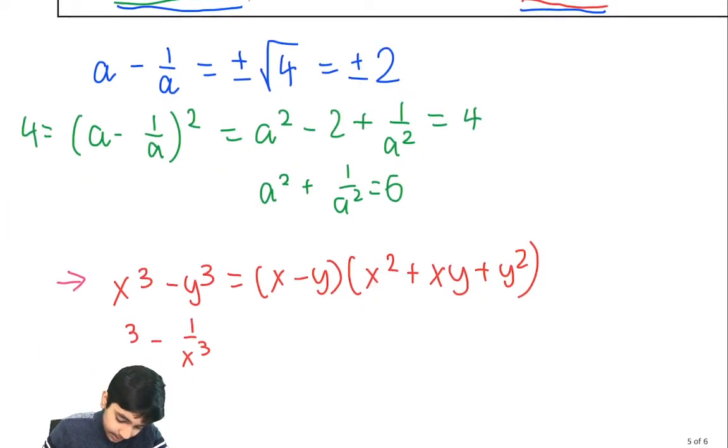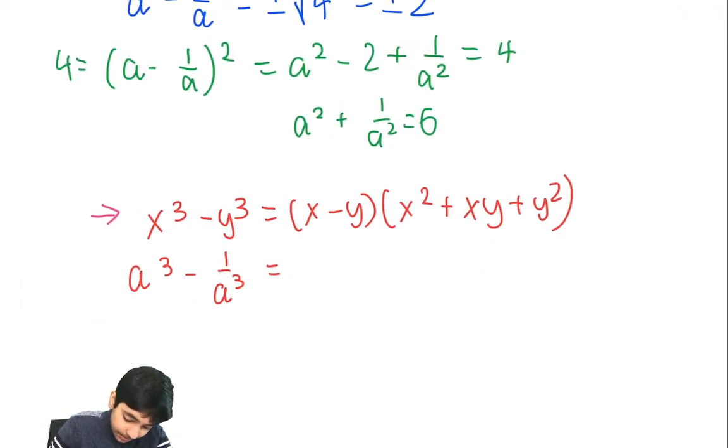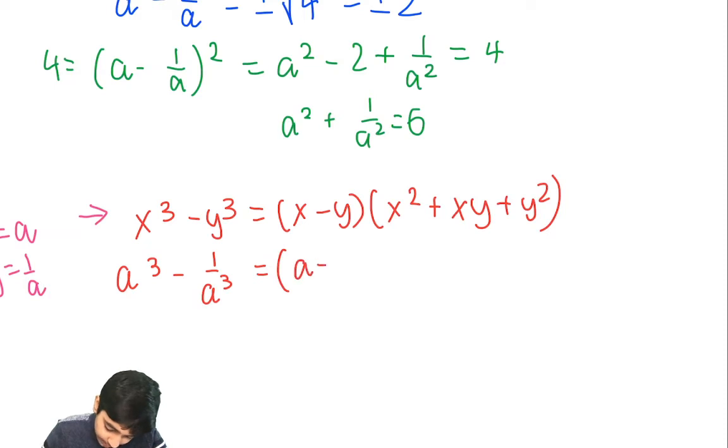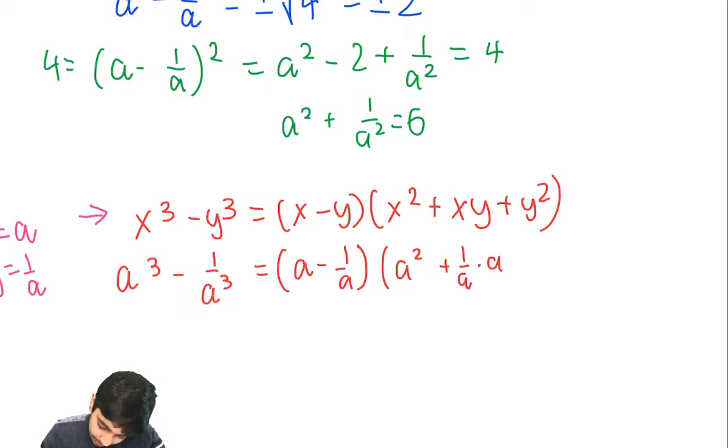So let me write a instead. In order to find a cubed plus 1 over a cubed, let's make the substitution: x is a and y is 1 over a. Then I can use difference of cubes to get that this will just be equal to a minus 1 over a times a squared plus 1 over a times a plus 1 over a squared.